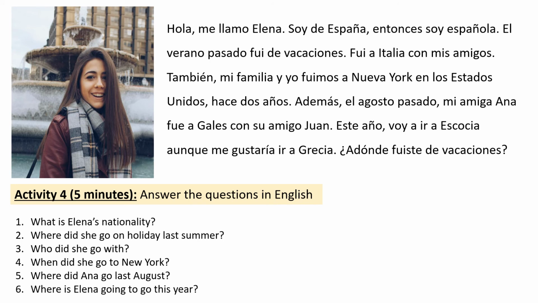Now we're going to do some comprehension on Elena's text, just to make sure we've understood what's going on. So I've given you 6 questions in English. I would like you to also answer them in English. Let's do the first one together. So what is Elena's nationality? So we start at the beginning, as we know our questions generally go in order.